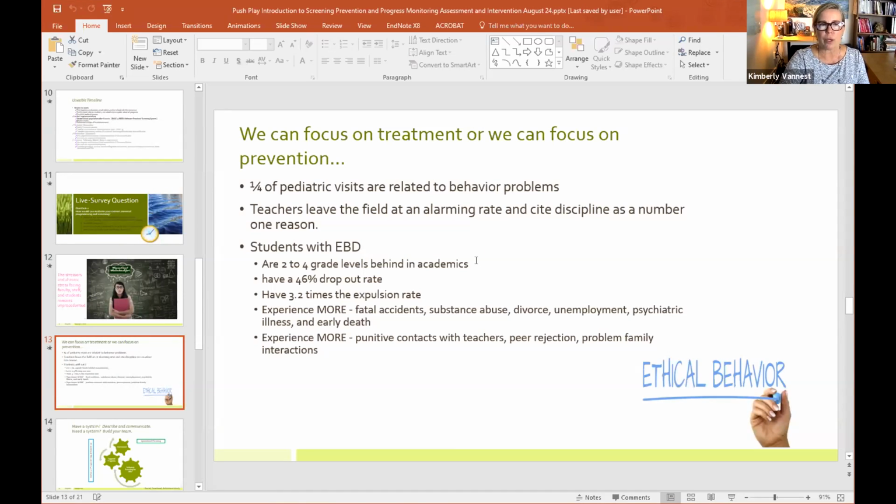And if we go to the point of having students diagnosed with emotional and behavior disorders or disabilities or emotional disturbance, they are 2 to 4 grade levels behind in academics. Typically, we're not catching them early. They have a tremendous dropout rate, 46%. They're expelled at much higher numbers. They experience a host of negative post-school and in-school outcomes. And I would offer to you that these punitive contacts with teachers and peers impact the rest of us also. These are not kids that typically encourage folks to stay in education, right? And so they need help, the families need help, and our faculty and staff need help. And we need to get that help out sooner rather than later.